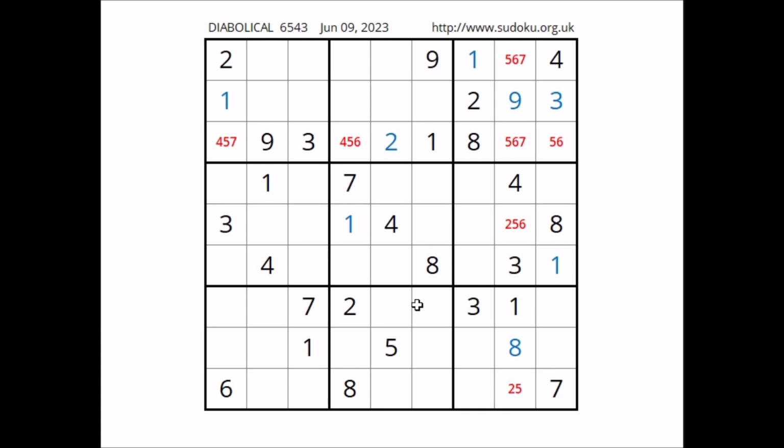Let's see, take a look. Number 1 in this sector, 1 in this column, 1 in this column, we have 2 places for number 1. 1 cannot be here, 1 in this row, number 1 in this place.